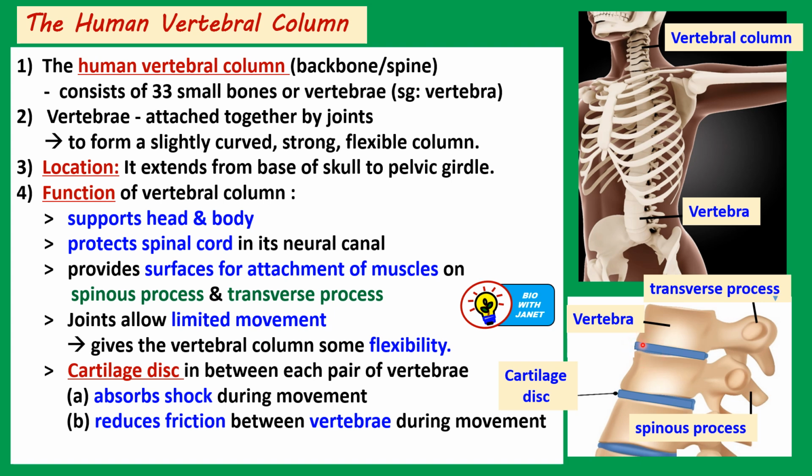Now you can see the cartilage disc here is the blue part. So what's the function of this cartilage disc? It absorbs shock during movement, as it is slightly softer than bone, and it also reduces friction between the vertebrae during movement because it has a smooth surface. So the functions of the cartilage disc found between the vertebrae are very important. Take note of the two functions: to absorb shock and also reduce friction between vertebrae.